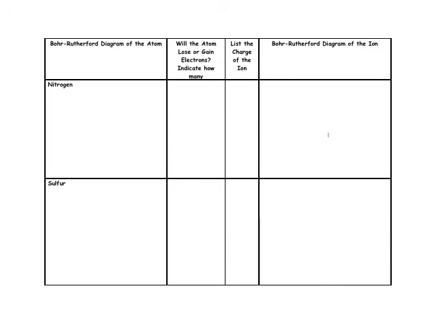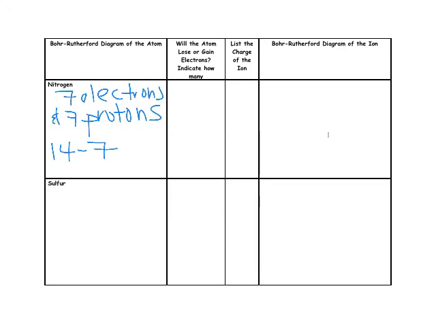So if you look at nitrogen, nitrogen has an atomic number of 7. This means nitrogen has 7 electrons and 7 protons. To determine the number of neutrons, we're going to look at nitrogen's atomic mass, which is 14.01, which we round to 14, and subtract the atomic number from it. That tells us nitrogen also has 7 neutrons. Now we're ready to start our Bohr diagram.